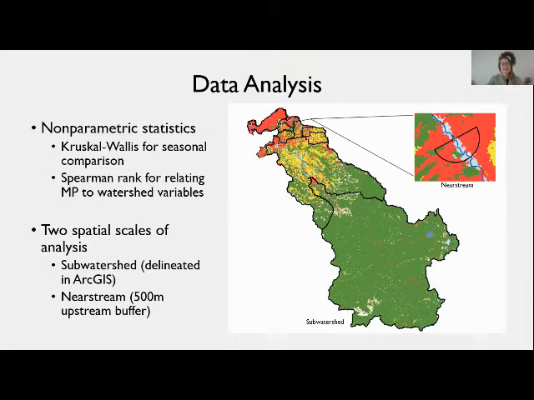So my data were non-normally distributed, so we ended up using non-parametric statistics. And as I briefly alluded to before, we did incorporate 2 spatial scales of analysis. So I delineated sub-watersheds in ArcGIS for each of the 10 study sites. And we also included a near stream scale, which was a 500-meter upstream buffer for each of the sites.